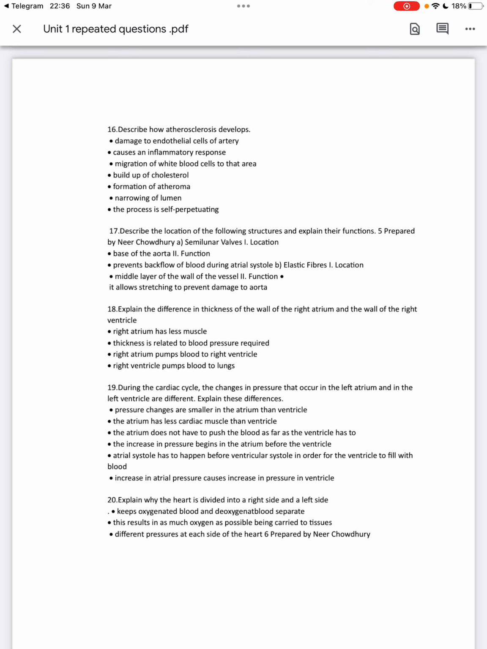Explain the difference in thickness of the wall of the right atrium and the wall of the right ventricle. The right atrium has less muscle. Thickness is related to the blood pressure required. The right atrium pumps blood to the right ventricle. The right ventricle pumps blood to the lungs.